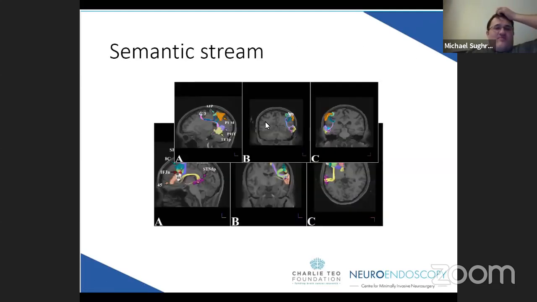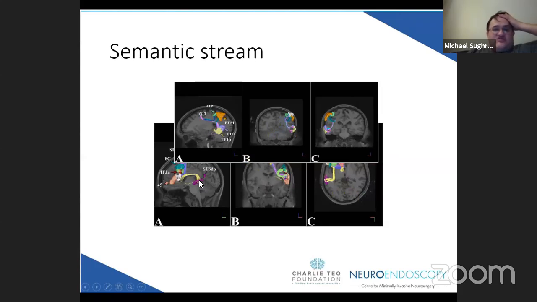This is our map of language. Now, it's important to note that there should be a difference between speech and language. This is probably a better description of speech production and how semantic function, meaning the meaning of words. Semantics basically means what words mean, and how it gets to the language and speech processing areas.